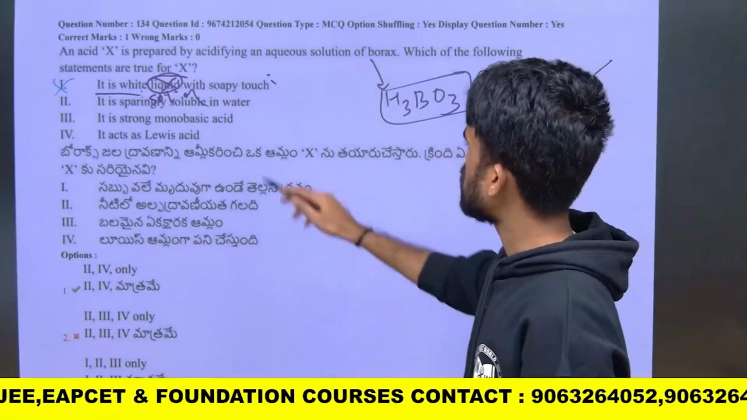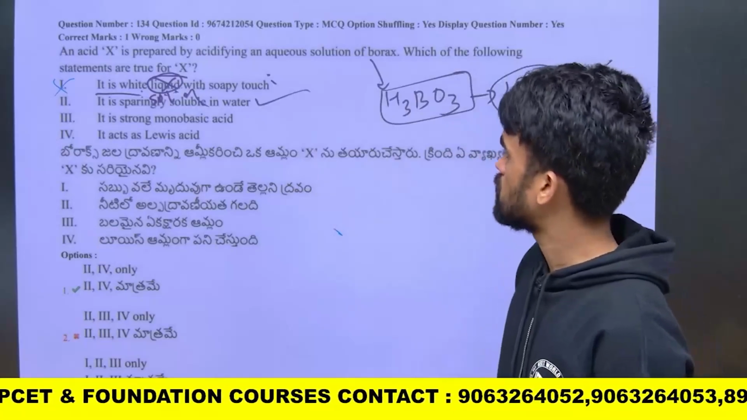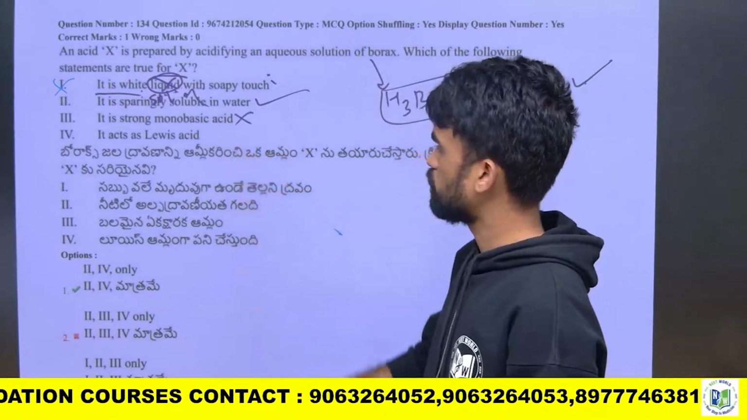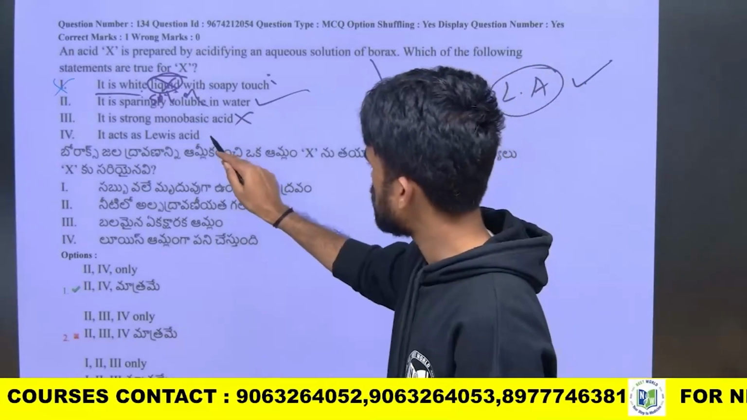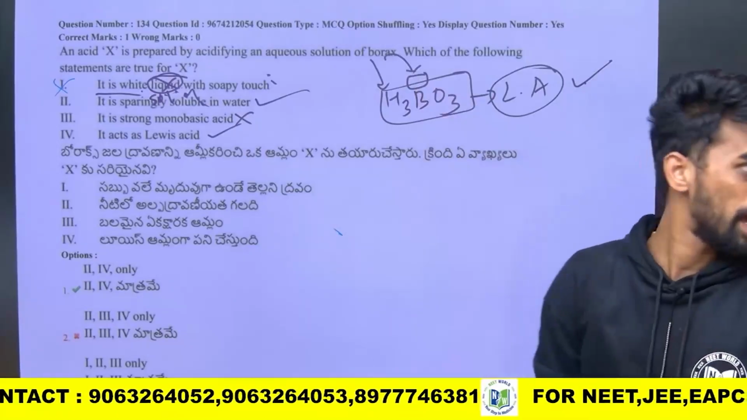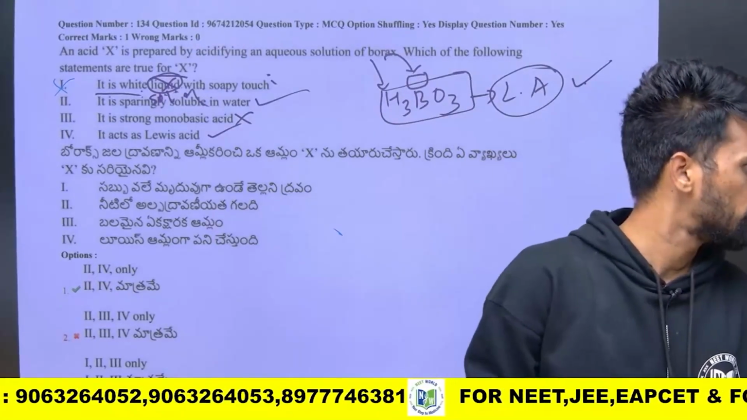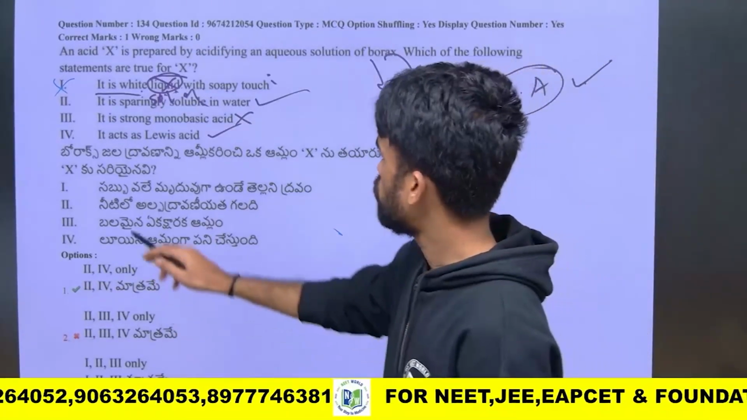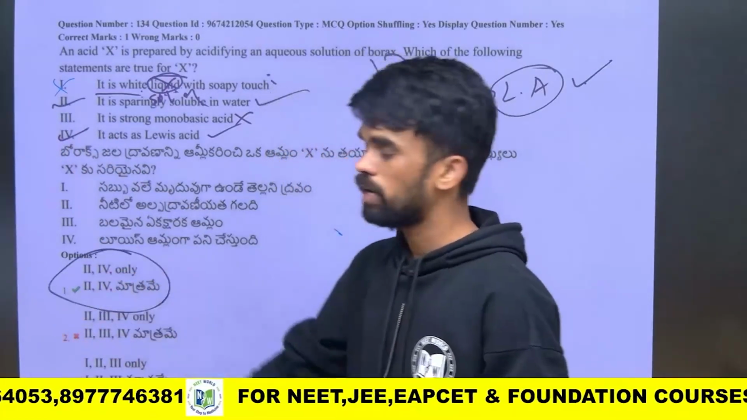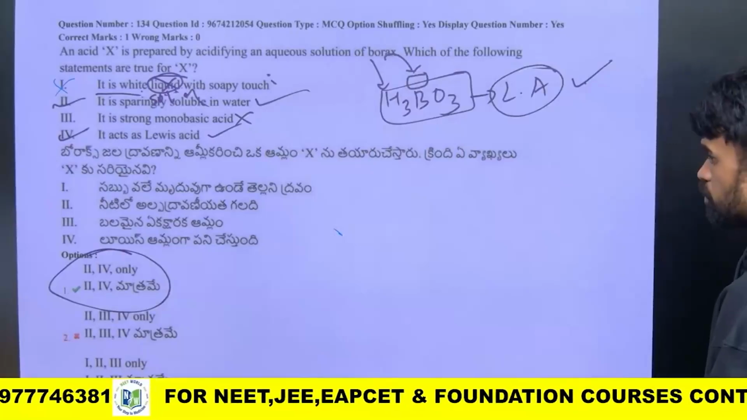It is sparingly soluble in water. Yes, it is sparingly soluble. It is not a strong monobasic acid, it is actually a weak acid, and it is a Lewis acid. I told you, it has one empty orbital, to which it accepts a pair of electrons, therefore it is a Lewis acid. So the fourth statement is correct, the second statement is correct. So 2 and 4 are correct, the first option is right.